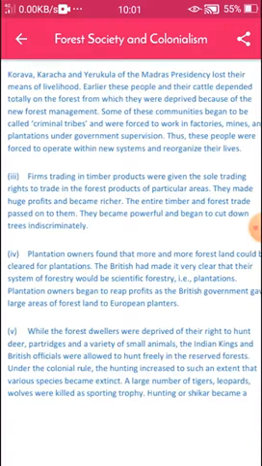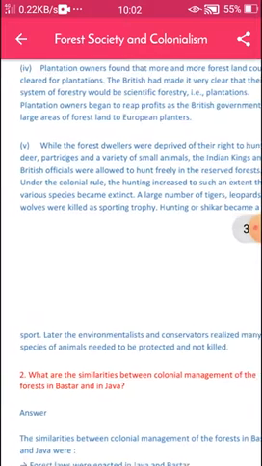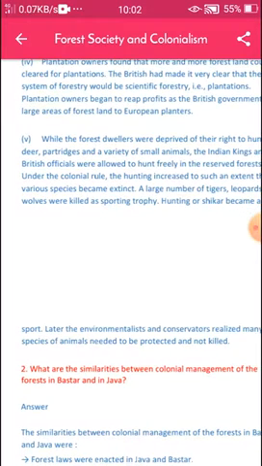A large number of tigers, leopards, and others were killed as sporting trophies. Hunting or shikar became a sport. Later, the environmentalists and conservationists realized many species of animals needed to be protected and not killed.